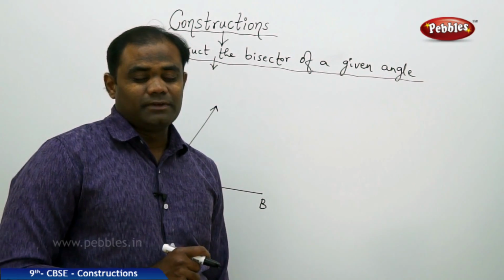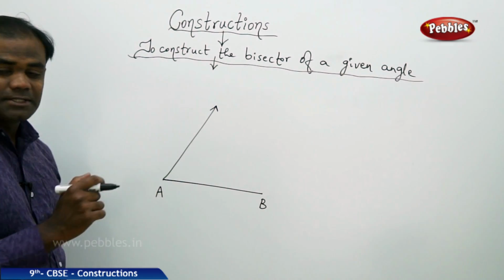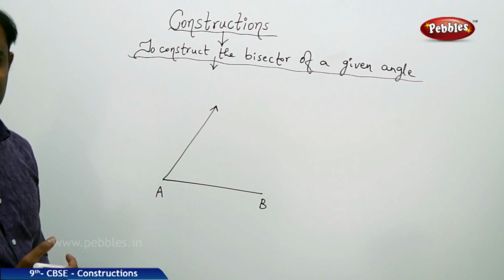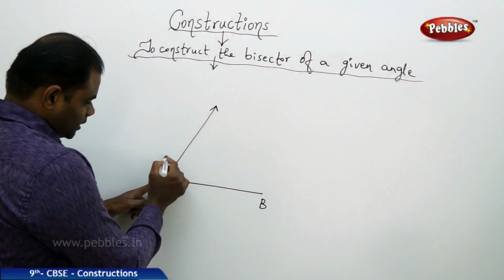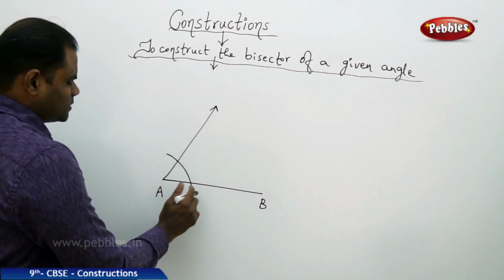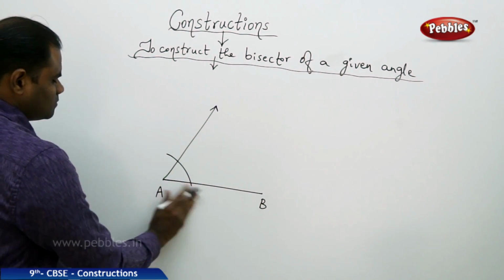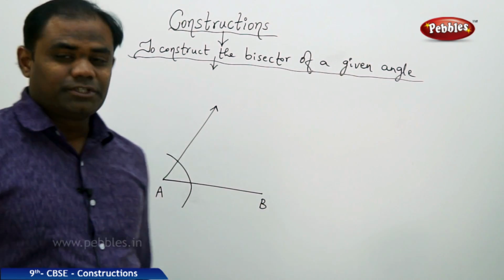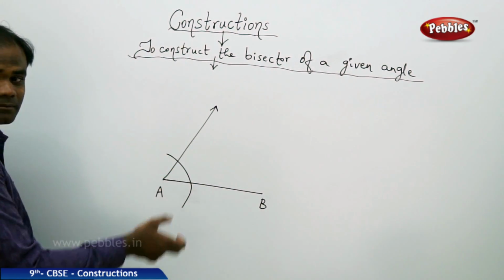So in order to do this, we have different steps to be followed. Firstly, I take a compass pointed at this end and I take some suitable radius. So fix the pointer of the compass out here and just draw an arc, any arc of suitable radius.